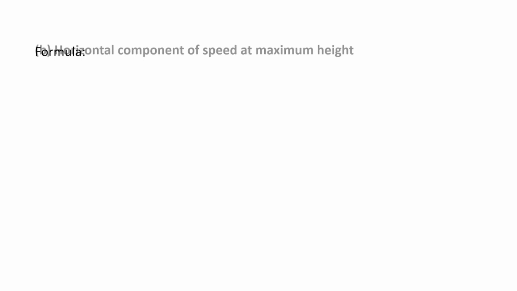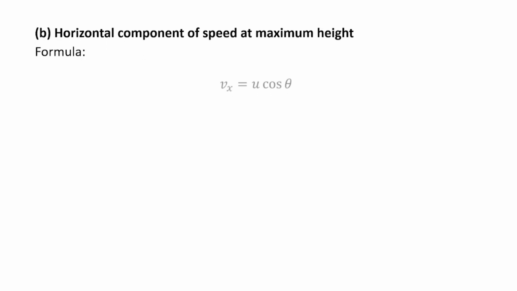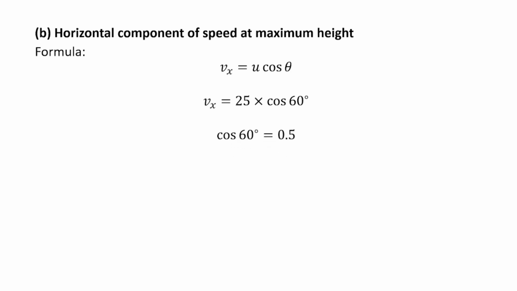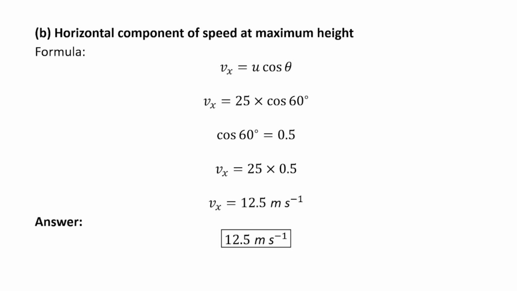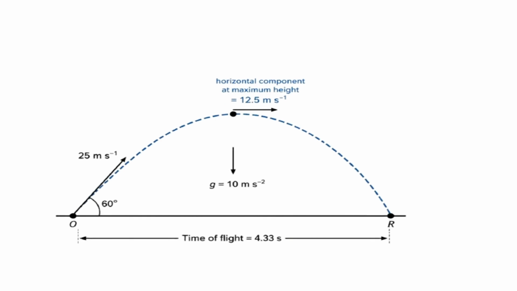Now let us solve the second part. Horizontal speed at max height, Vx, equals u cos theta. 25 times cos 60. Cos 60 is 0.5. So 25 times 0.5 is 12.5 meters per second. That makes sense, right? Vertical stops at the top. Horizontal keeps going. So final answers.